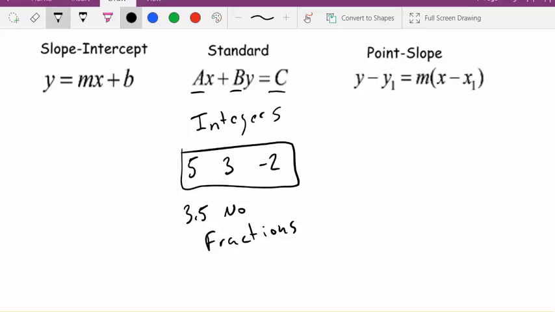Point-slope form, y minus y1 equals m times the quantity x minus x1. And so that's when we're given a point and a slope. And we'll go about that more often. So a point, which would be x comma y, or in this case x1 and y1, and a slope m.